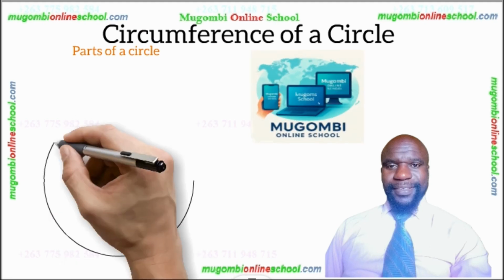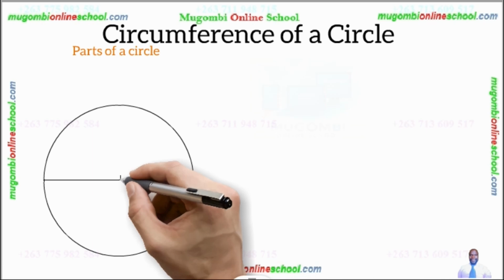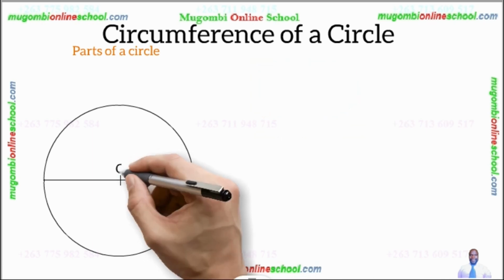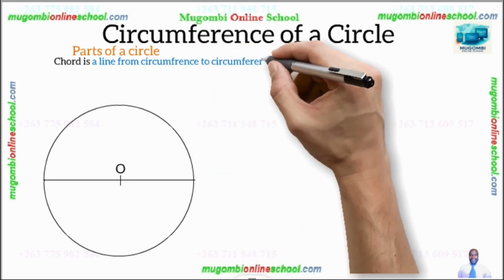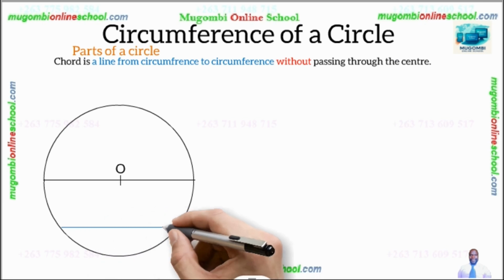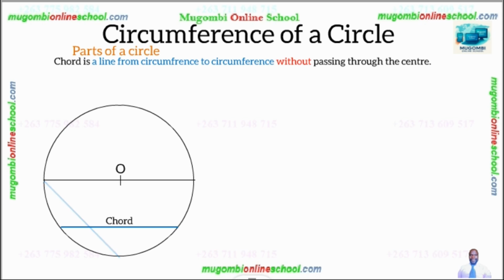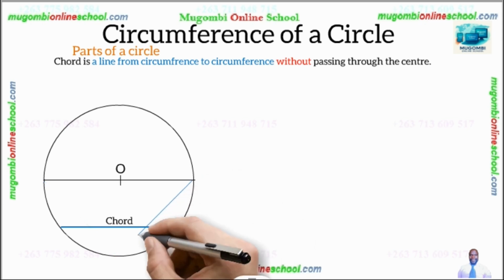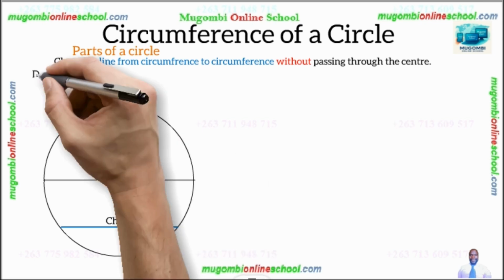We are going to start by identifying the parts of a circle, taking a look at this circle with center O, like this. In this circle, we have a chord. A chord is a line from the circumference to circumference without passing through the center, like this one, which I am drawing. This one is called a chord. And again, this one is also a chord, as well as this one, from circumference to circumference but not passing through the center. It is called a chord.